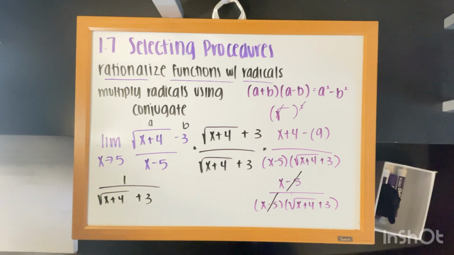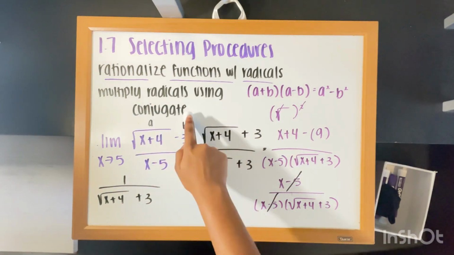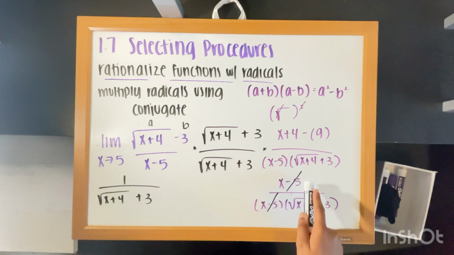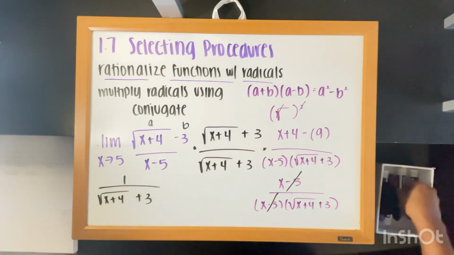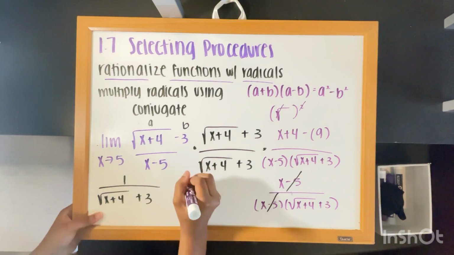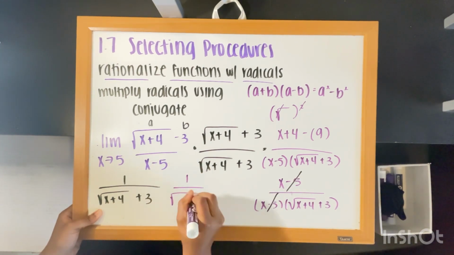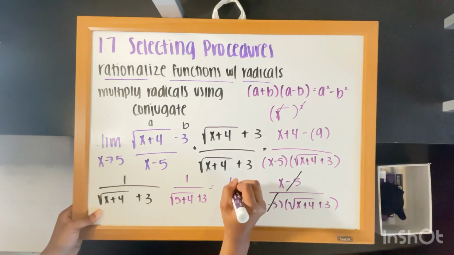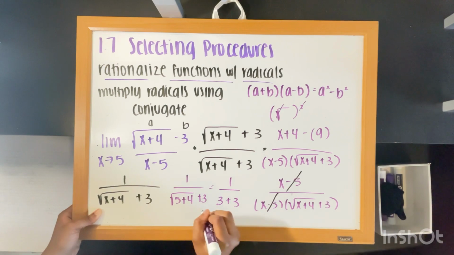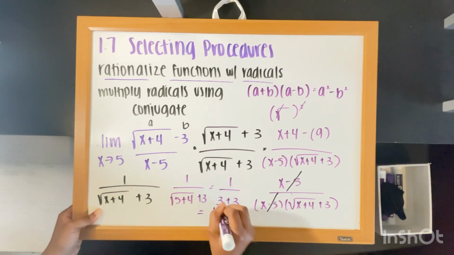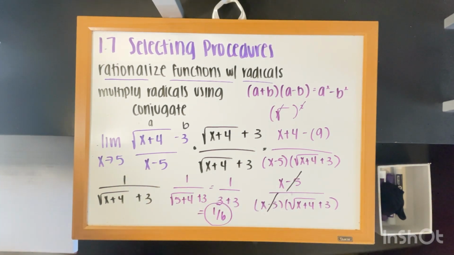So now that I have multiplied my radicals using my conjugate, I have factored and canceled out, the last thing I have to do is direct substitution. So I'll just plug in my 5 for x. So I'll have 1 over the square root of 5 plus 4, plus 3. Which gives me 1 over the square root of 9, which is 3, plus 3, which ultimately gives me the answer 1 over 6, and that would be my answer.